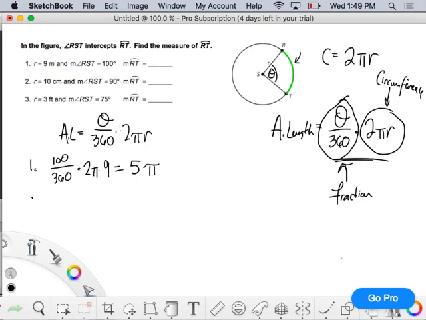Number 2, the radius is 10. The angle is 90 degrees. This one was 5 pi meters, because the unit was in meters.